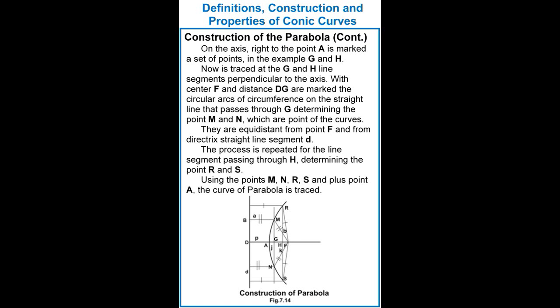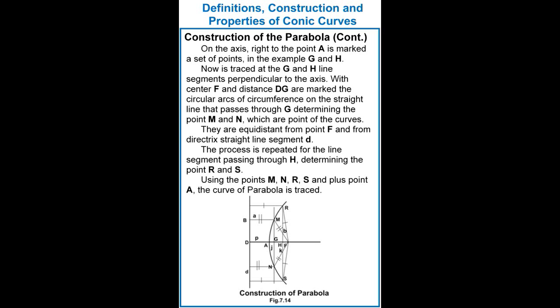This slide continues to present the method of constructing the curve of a parabola. Figure 7.14 is displayed again. On the axis, just to the right of the point A, a set of points are marked, in the example, points G and H. Line segments perpendicular to the axis are now drawn at the points G and H. With center in F and distance dG, arcs of circumference are drawn that cross the straight line that passes through the point G, determining the points M and N that are points of the curve.